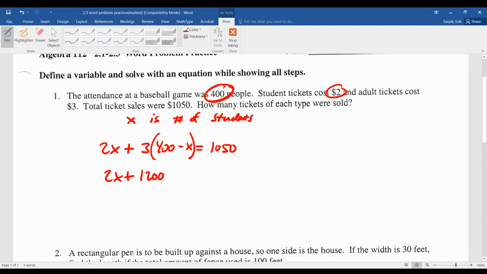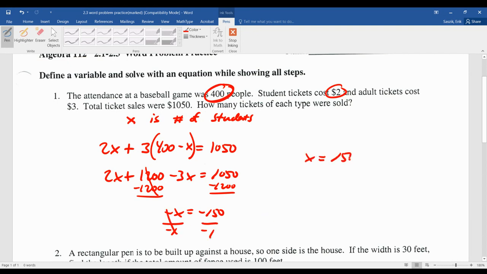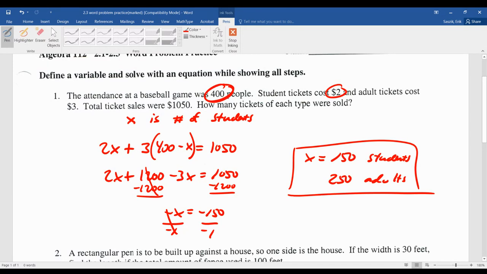Once you do that, the rest is easy because you guys are all really good at solving equations. Move this 1200 over. Combine these like terms. 2x minus 3x is negative x. 1050 minus 1200 is negative 150. Divide by negative 1, and you get x equals 150. Now remember, x is the number of students, so we'll write that in there. And if you subtract that from 400, you get 250. So that is the number of adults. Okay?